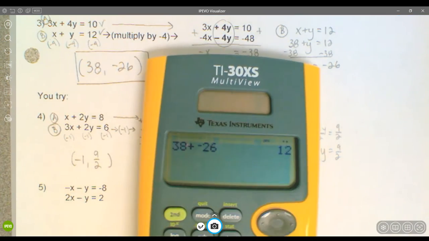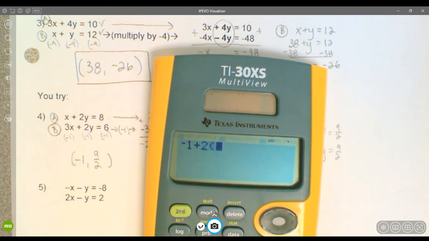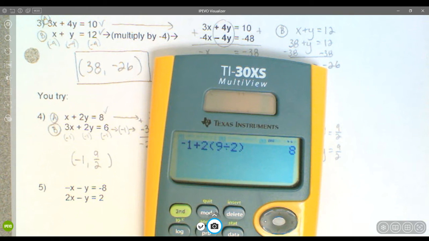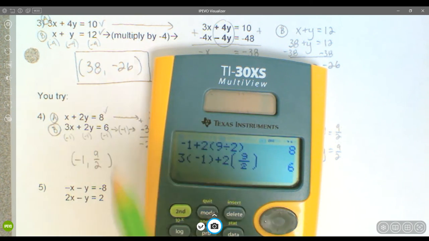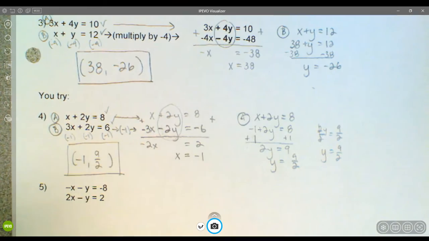So let's check this one. So x plus 2y. X is negative 1 plus 2 times y. Y is 9 halves. Do I get 8? Yes, I get 8. Okay. Now let's look at equation B. 3 times x, 3 times negative 1 plus 2 times y. Here, I'll do a fraction for y'all that need it. There it is. I should get 6. And I do. So guess what? That's the right answer. I know for sure that's the right answer.